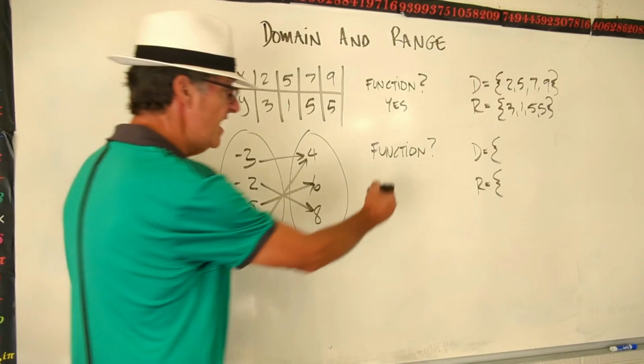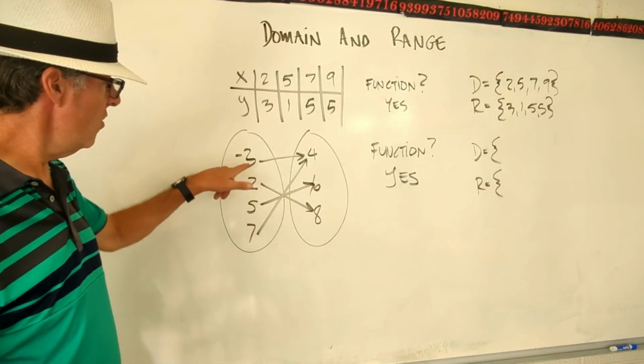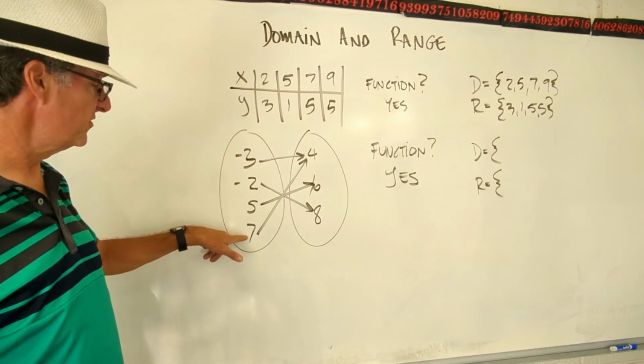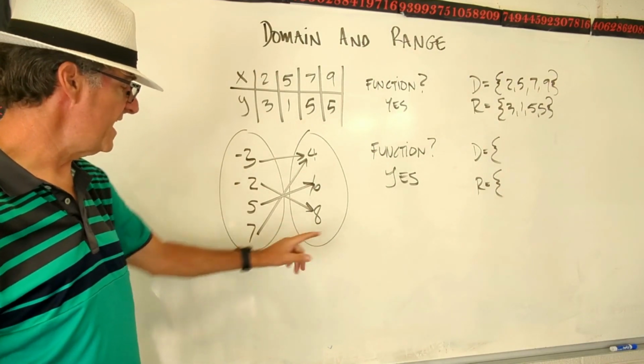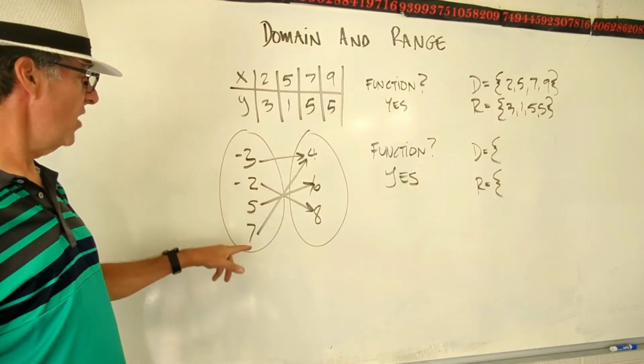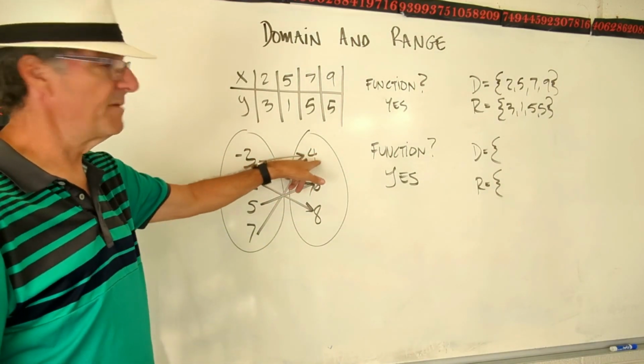Okay, if you got yes, you are correct. There's only one value for each x. Okay, so 7 doesn't make both 4 and 8. 7 only makes 4. -3 only makes 4. It's okay to have 7 making 4 and -3 making 4.